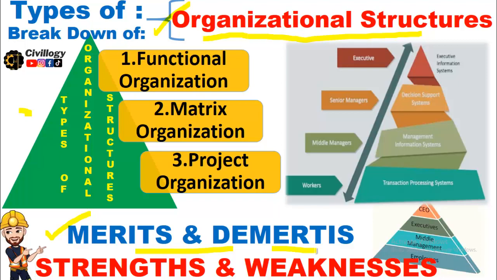Okay, there are basically three main organizational structures that help businesses implement an efficient decision making process. These three basic structures are functional organization, matrix organization and project organization. We will discuss these one by one and we will see how these structures work and what are their merits and demerits. So let's start.